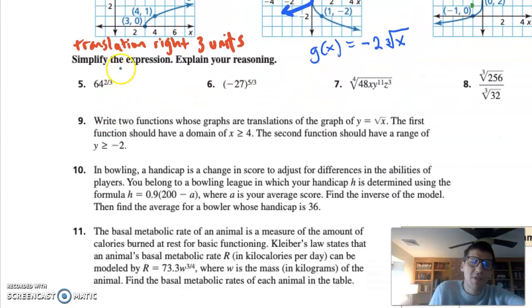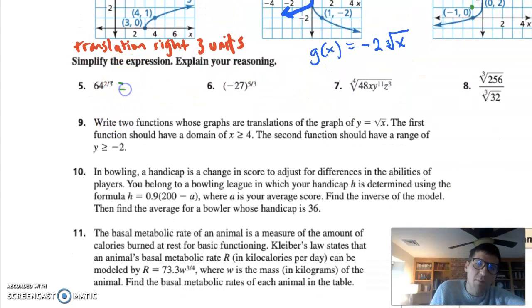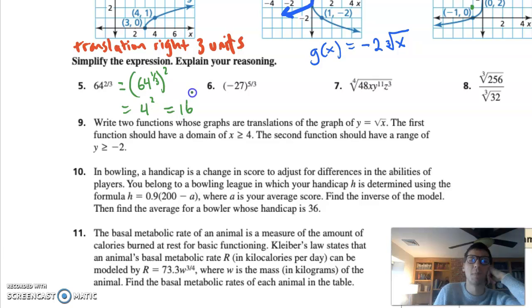Okay, explain my reasoning. This is a tricky one, but I know the denominator is the root and the numerator is the power. And actually 64 is a perfect cube of 4 because 4 times 4 times 4 is 64. So I could rewrite it as this, 64 to the 1/3 to the second. And that would be 4 squared, which is 16.